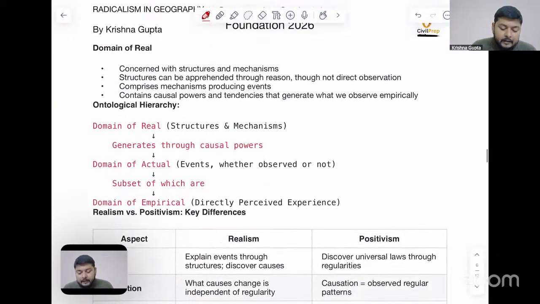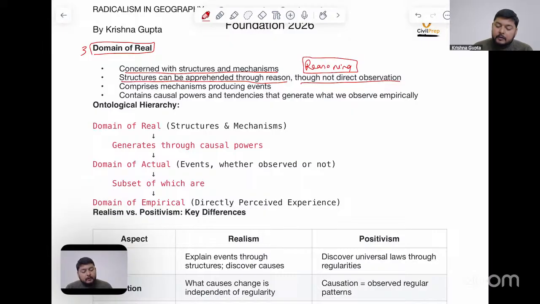Okay. Then the real domain of the real, that is number three. Okay, so it is concerned with structures and the mechanisms. Here we are introducing the structures and the mechanisms of the structure. The structures can be apprehended through reason, though not direct observation. Okay, it can be sought through reasoning, which we cannot deal with as a part of observation.